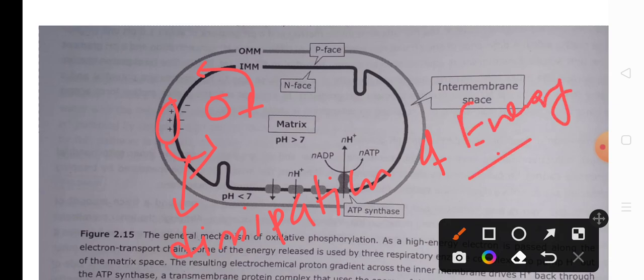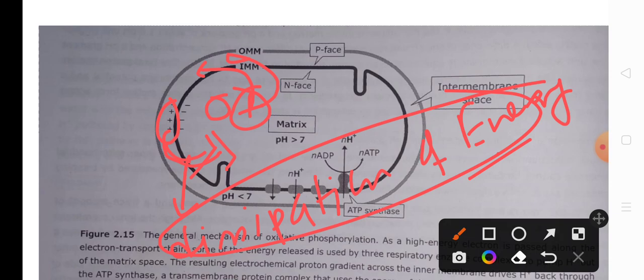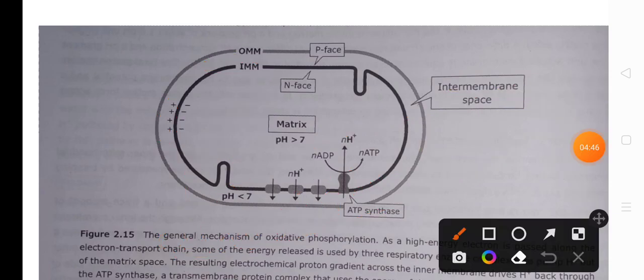Because we used the energy for transferring protons from the matrix to the inner membrane space, obviously when they return there will be a release of energy. Now, not all of the energy released during the comeback of the protons, but some of it, will be used by the ATP synthase for the formation of ATP. That is what the chemiosmotic theory wants to tell us. Okay, so that is the idea.